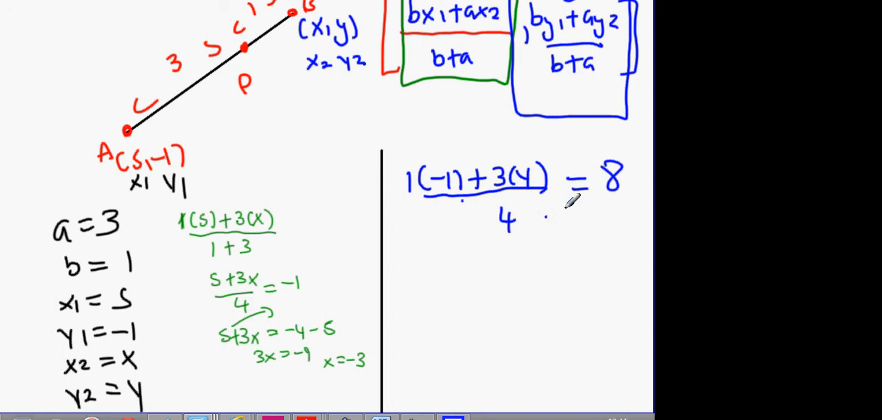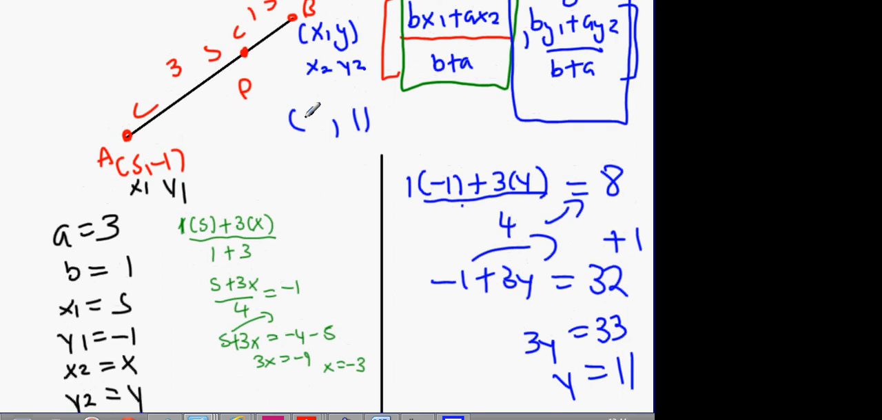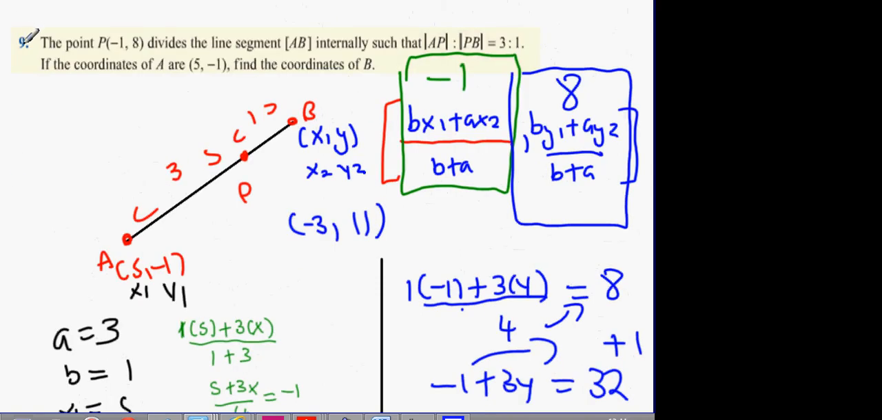Then we're going to cross multiply by 4, and we're going to get minus 1 plus 3y equals 32. Bring the 1 over the other side, it becomes a plus 1. 3y equals 33. Y therefore equals 11. The point B therefore is going to be 11, and what's the other number? Minus 3, 11. Okay, so that's the point. Are we happy with that? This is 9. Yes. Okay.